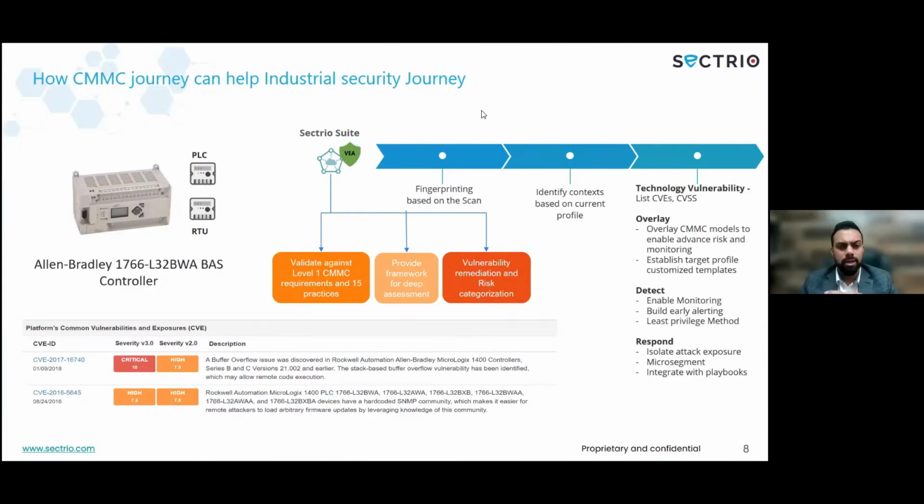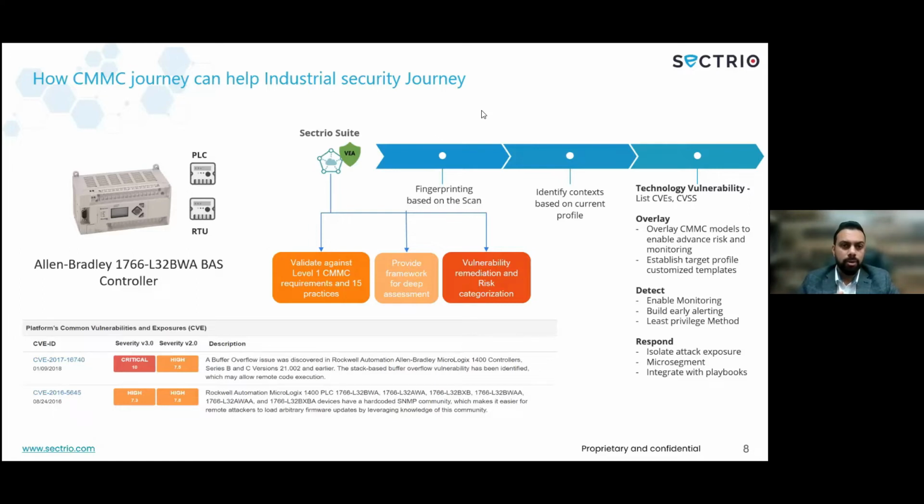A small use case that we see: let's take a device which is deployed, like a PLC or an RTU, in a critical infrastructure environment or a manufacturing facility. Each of these devices goes through a process of validating the existing risks and vulnerabilities. What are the security controls currently provided, starting with basic cyber hygiene? Does it meet the basic security controls?